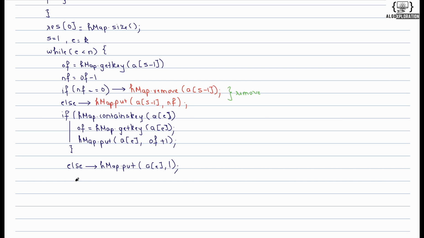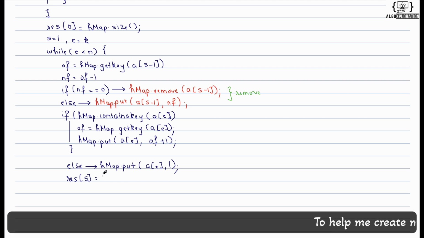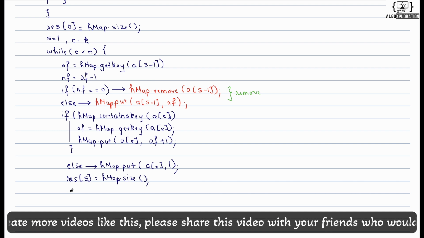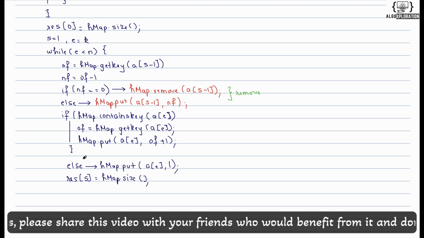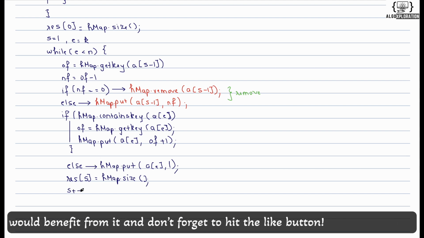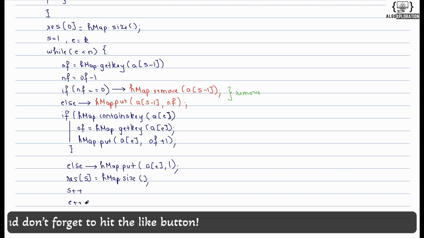Now our resultant array at s is equal to hmap dot size. After getting the count of distinct elements of that window, simply do s plus plus and e plus plus, sliding the window. That's it.